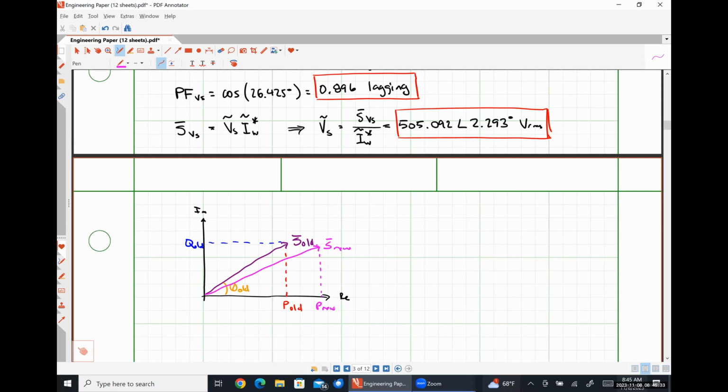P nu has increased, and therefore theta nu is smaller than it was before. So if we could figure out a way to make our load absorb more average power, that would increase our power factor. Everything tells us that it'll work.